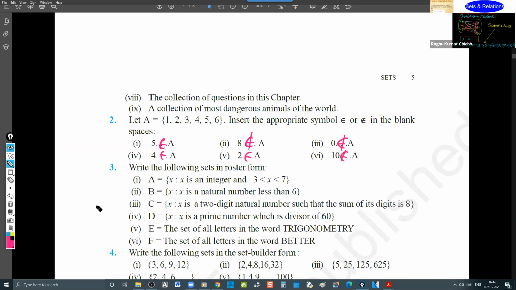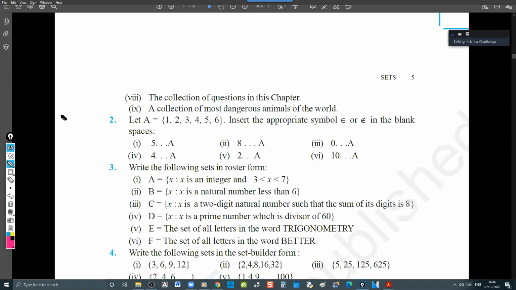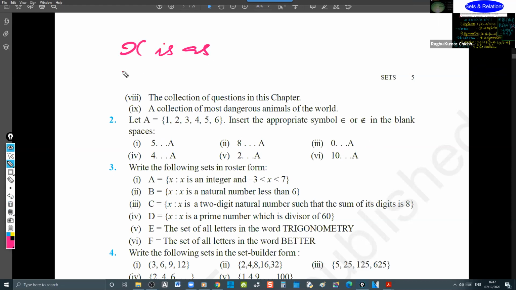It's simple only. Come on, you come to the third one, Chaitanya. Write the following sets in roster form. A equal to set of X such that. How to read this, I am explaining. A is equal to the set of X such that, or X is as, is one form of reading it. Whatever is comfortable, you can read that. Come on, read that.